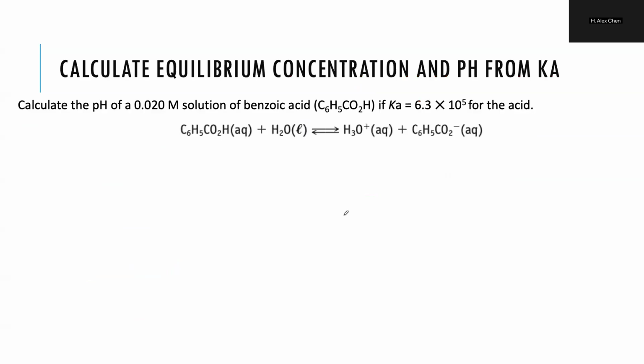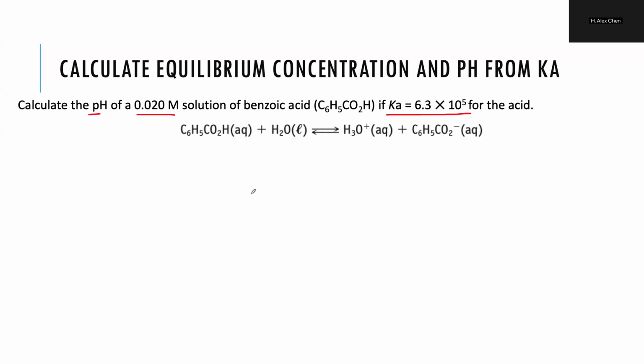The second type of example we're going to look at is to calculate the equilibrium concentration and pH from Ka. So here you're asked to calculate the pH of a 0.020 molar solution of benzoic acid if Ka is 6.3 times 10 to the negative fifth power for the acid. So you have Ka, you have concentration. Here you are trying to calculate the pH.